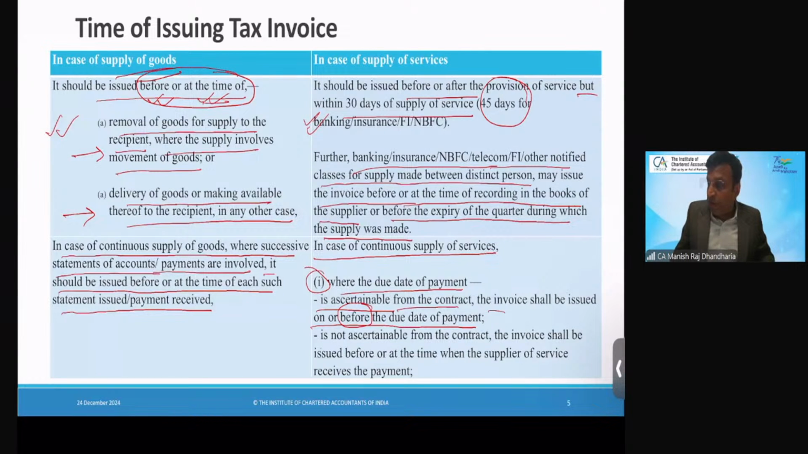If the due date of payment is not ascertainable, अगर due date ascertain नहीं कर पा रहे, then the invoice shall be issued before or at the time when the supplier of service receives the payment. जब payment receive होगा, उसके पहले we are supposed to issue the invoice. Okay.